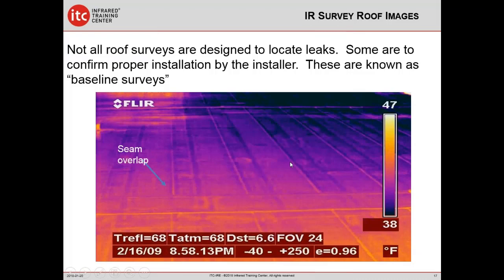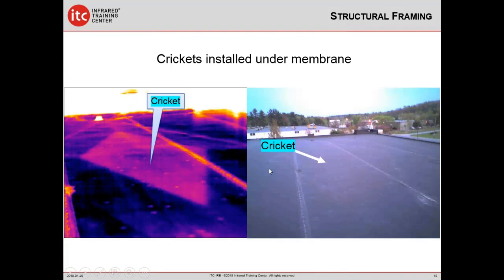Again, another image here, of seam overlap. Are the seams overlapped enough, or do they overlap too much? Or how was the installation performed? Here you can see also some securing fasteners that are underneath the membrane. Sometimes you can also evaluate the structure and see structural components underneath the membrane. Here we see a cricket. And that cricket, of course, is used to divert water.